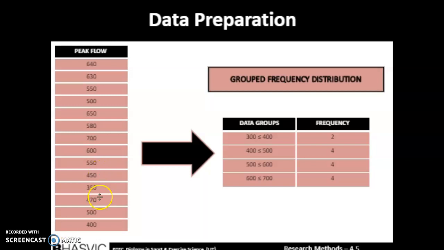So as you can see, the data is more widely spread here. So we've grouped it into 300 to 400, 400 to 500, 500 to 600, and 600 to 700. We've just tallied the frequency. However, we can no longer see where within the 300 and 400 these two values were. That is the only disadvantage. However, it does condense it into a much smaller format, which could be more manageable for a researcher.